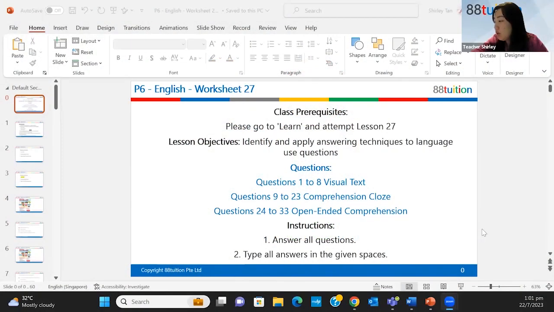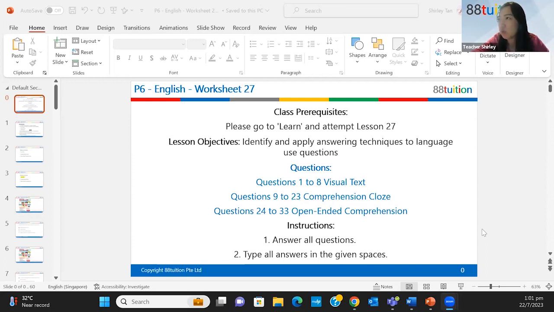Okay, so for today, we will be covering visual text, comprehension, and open-ended comprehension. I think today's content is a little bit more heavy because we will be touching on answering techniques for comprehension, particularly language use questions. Later on we'll give you some examples.